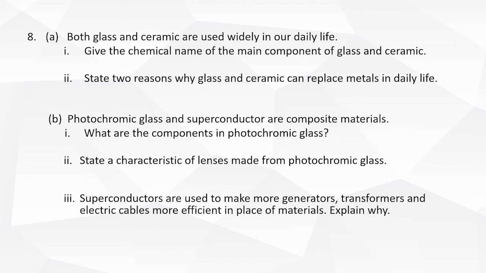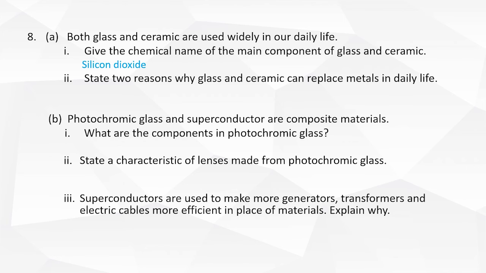Now comes our last question for this chapter. 8a. Both glass and ceramic are used widely in our daily life. Give the chemical name of the main component of glass and ceramic. The answer is silicon dioxide. As this question is quite similar to the previous question, I hope that you can get the answer correctly.